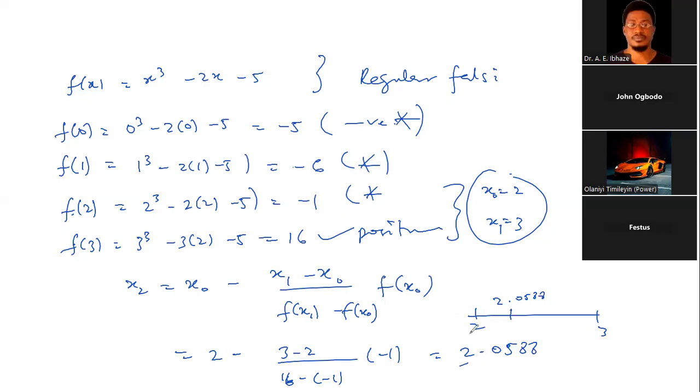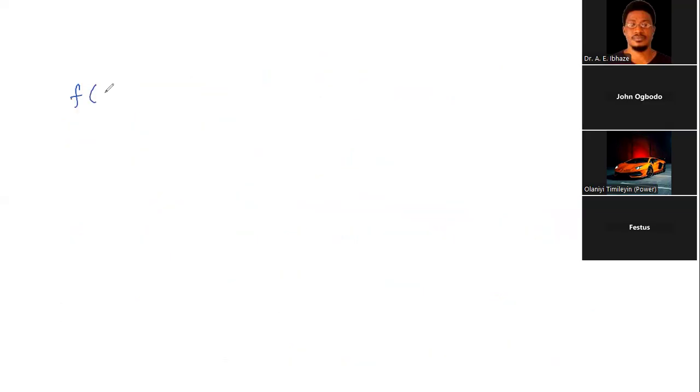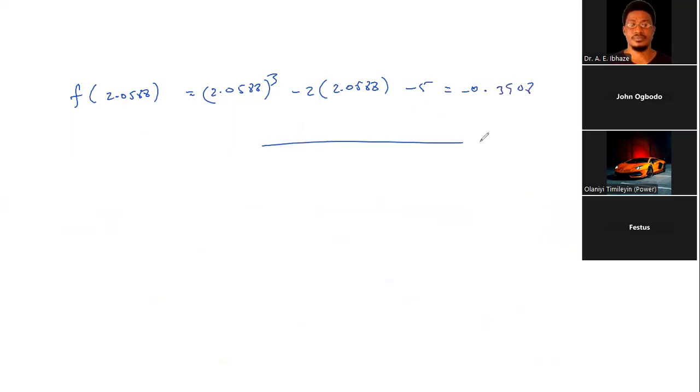Okay, so we also want to check. Let us plug this into the expression. So what do we get? f of 2.0588 will now be 2.0588 cubed minus 2 into bracket 2.0588 minus 5. This will give us negative 0.3908. So on this scale, 2.0588 gave us negative, this also gave us negative, and this is positive. So we can now iterate between these 2 points.